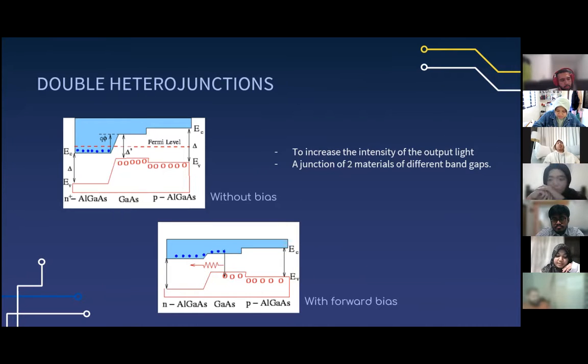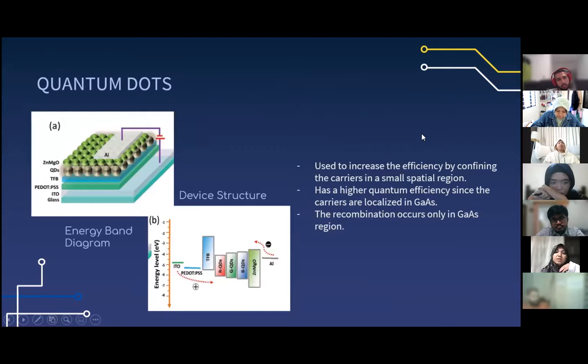But when the forward bias is applied, the height of the barrier at the junction is reduced, and the electrons from the left can climb up to the gallium arsenide layer. So most of the recombination will occur here. Okay, next is quantum dots. Quantum dots are used to increase the efficiency by confining the carriers in a small spatial region. Quantum dot LEDs are usually used in TV and have a higher quantum efficiency since the carriers are localized in gallium arsenide.